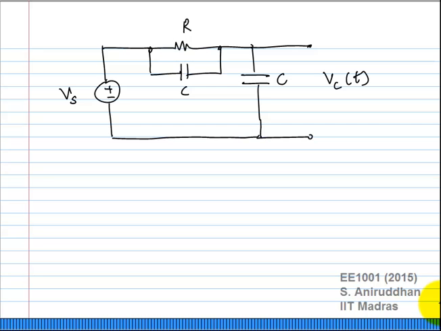Now what will happen? Let us say Vs was 5 volts and it goes from 0 to Vs at t equal to 0. And then I am just saying the initial state across the capacitors was 0. What will happen?